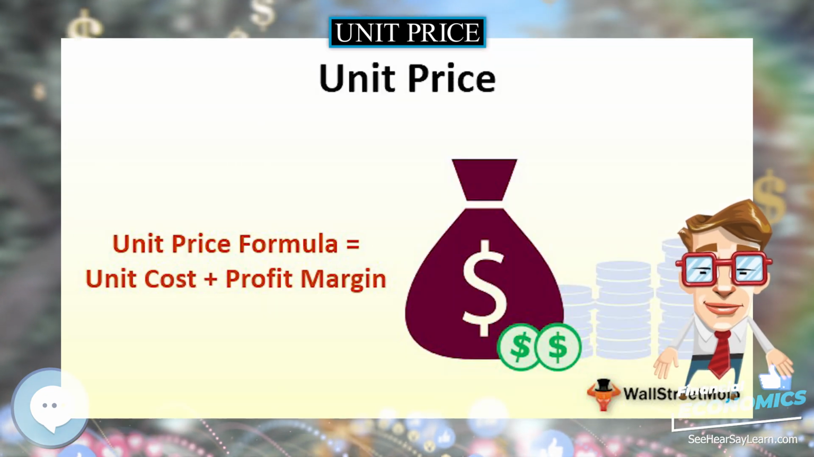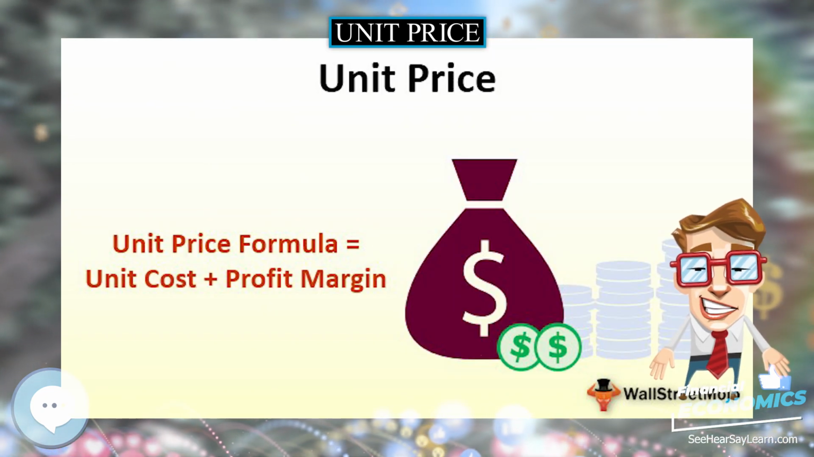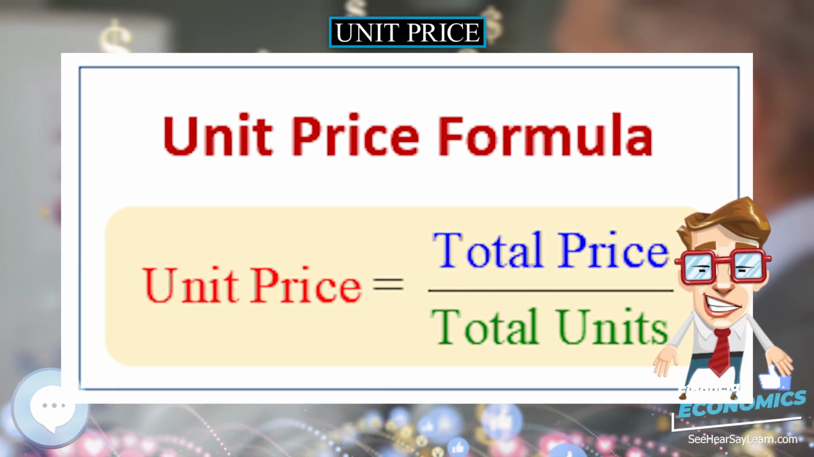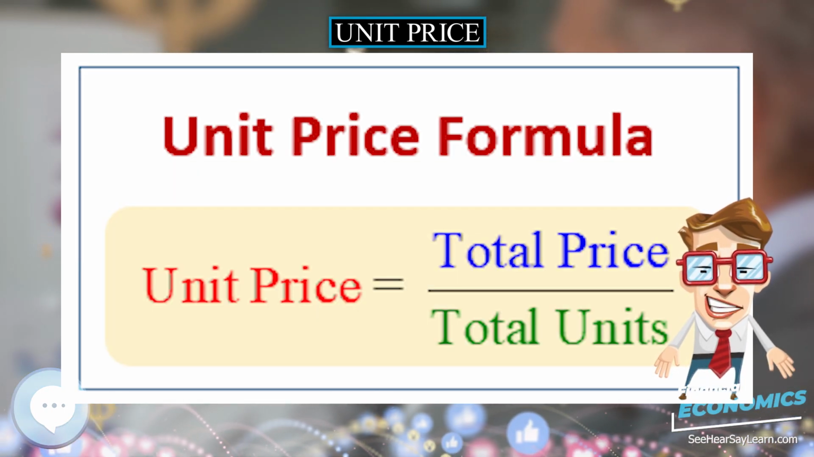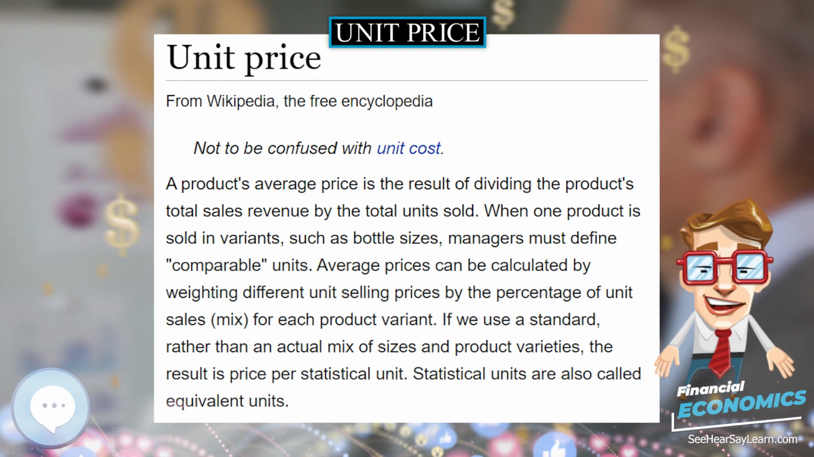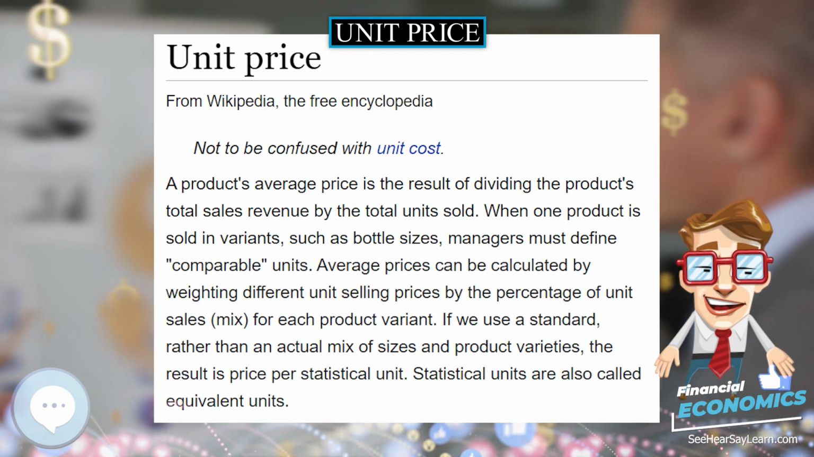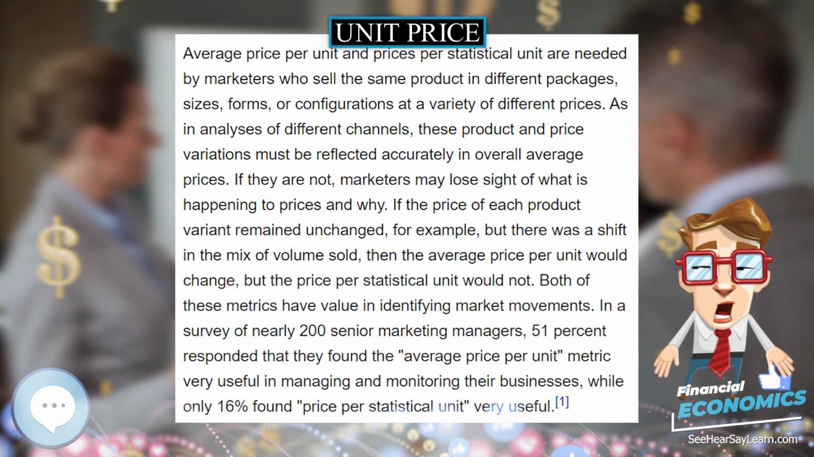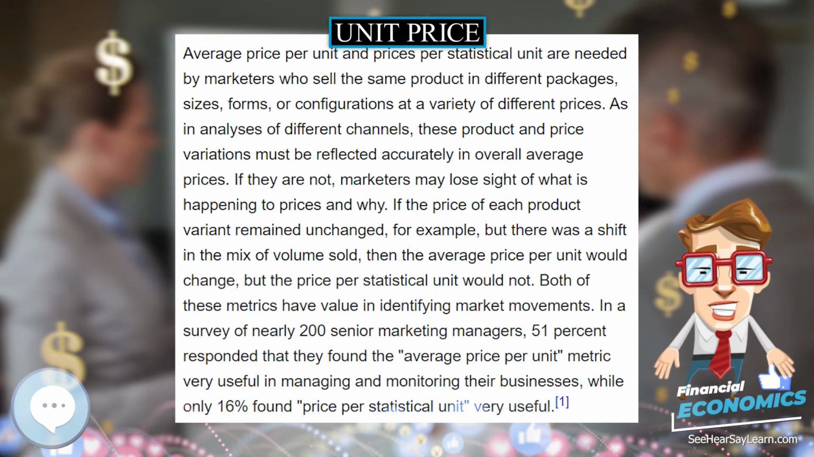Alterations in mix, such as a relative increase in the sale of larger versus smaller ice cream tubs at retail grocers, for example, will affect average unit price, but not price per statistical unit. Pricing changes in the SKUs that make up a statistical unit, however, will be reflected by a change in the price of that statistical unit.